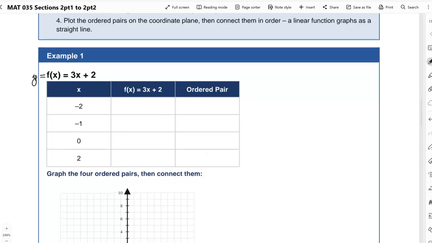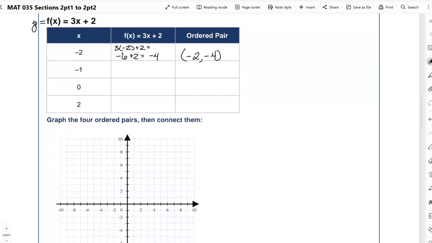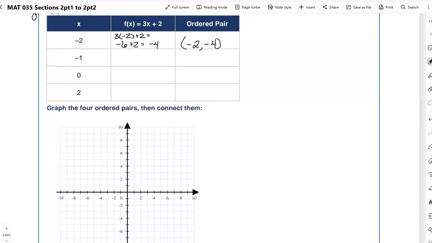So let's say we have f(x) equals 3 times x plus 2, and we want to know what the y-coordinate is when x is -2. All we're going to do is plug -2 in, and then we're going to solve. So this would be -6 plus 2, which is -4. So my ordered pair would be (-2, -4). So (-2, -4) would live here. So there's my first point.